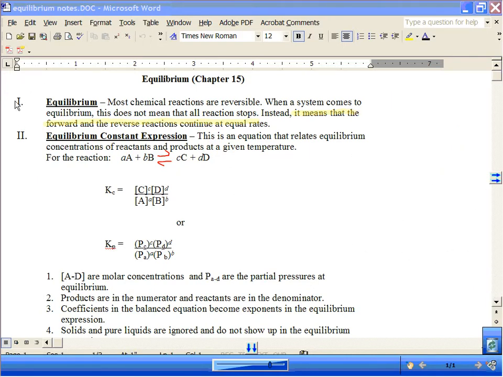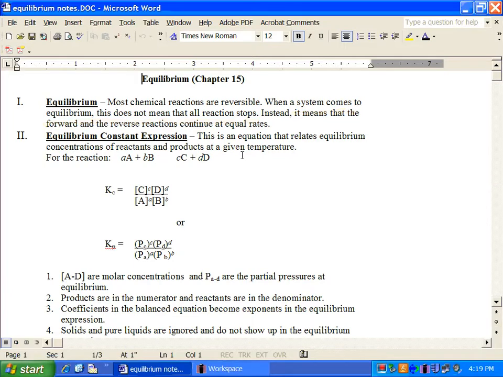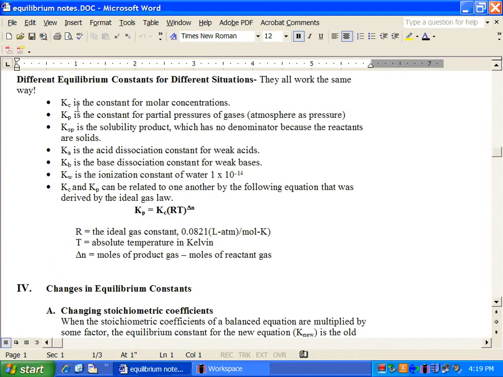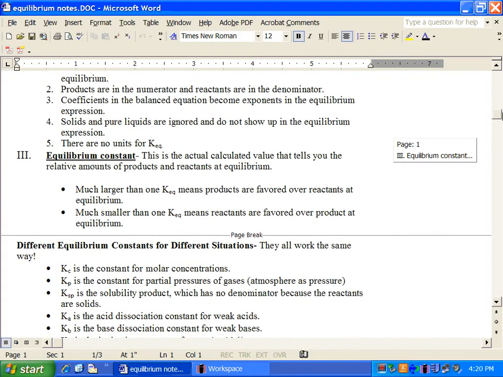Right now, if we go further on into this little sheet, you'll see all the different Ks we're going to be dealing with: Kc, Kp, Ksp, Ka, Kb, Kw. These are all ones that we're going to be seeing in the next 3 chapters. So you don't need to memorize this. I just put it in the Word document so you'll know that all these Ks are kind of the same thing. That was on the second page of the Word document.